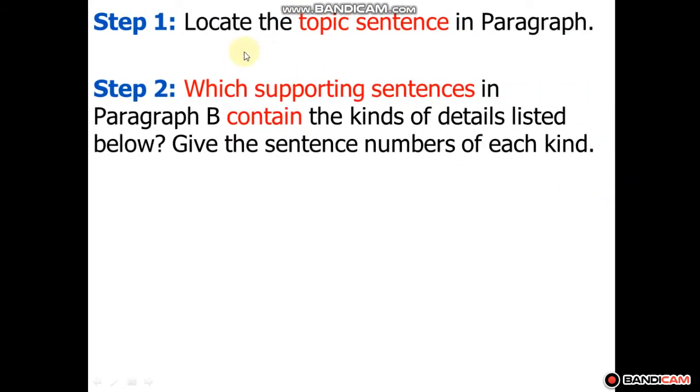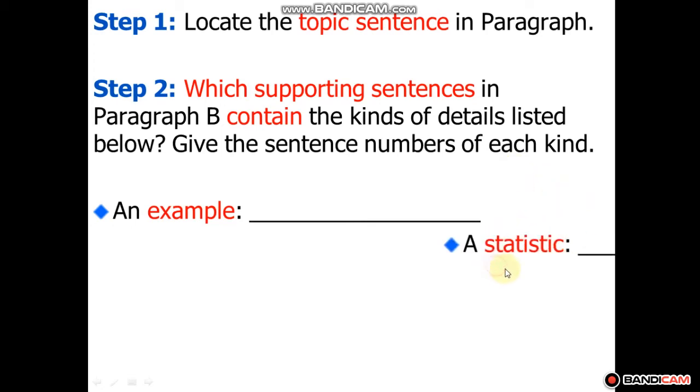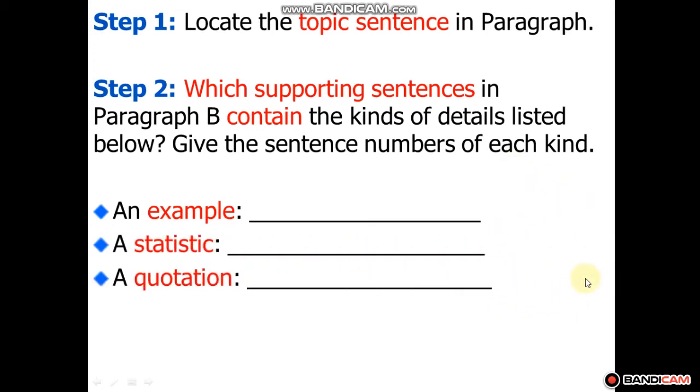Okay, now step 1: locate the topic sentence in the paragraph. What is the topic sentence? And step 2: which supporting sentences in paragraph B, what you have seen here, we have already discussed them, contain the kinds of details listed below. Give the sentence numbers of each kind, like an example, a statistic, a quotation.